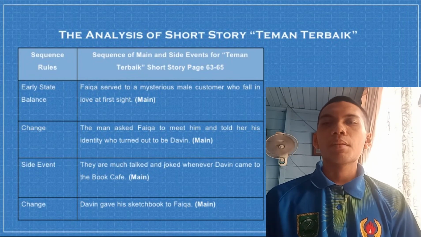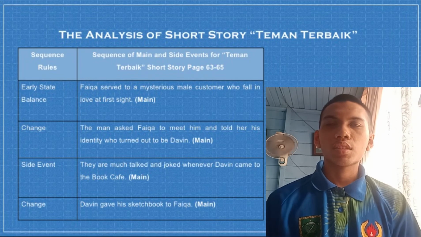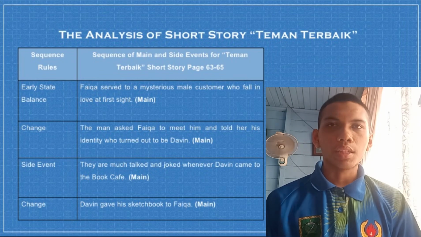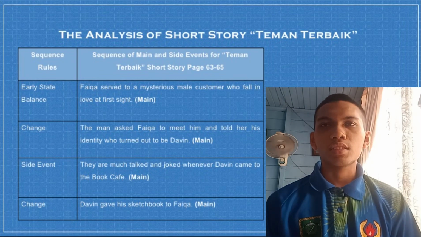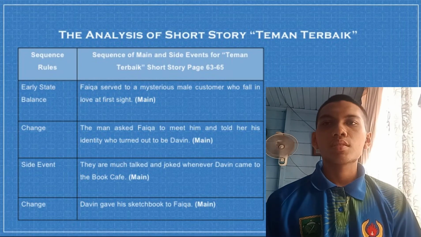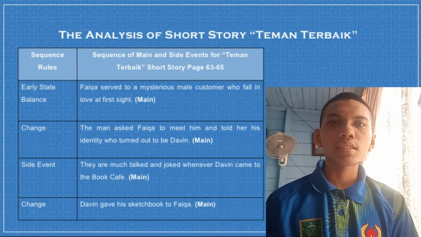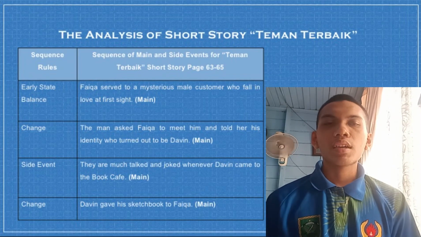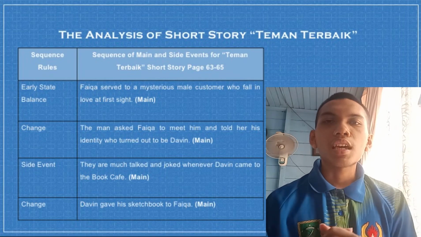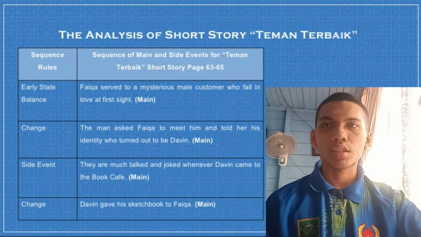Next, it's about the change of early state balance, which is mentioned in the sequence. The man asked Faika to meet him and told her his identity, who turned out to be Davin. Faika served this mysterious customer so well and attentively that in the end, the man invited Faika to meet him while telling his identity. This was a change from Faika's previously shaking feeling to relief and enjoyment.